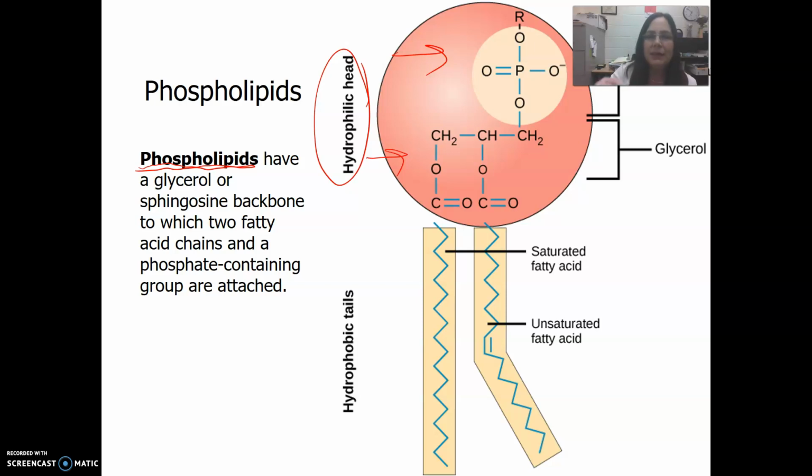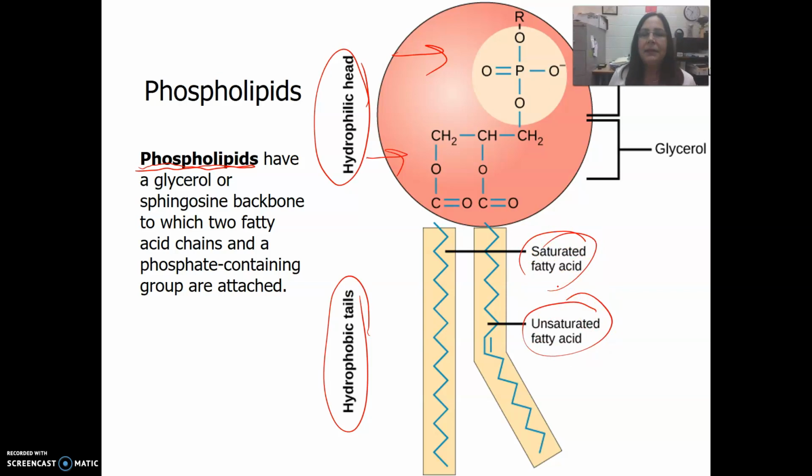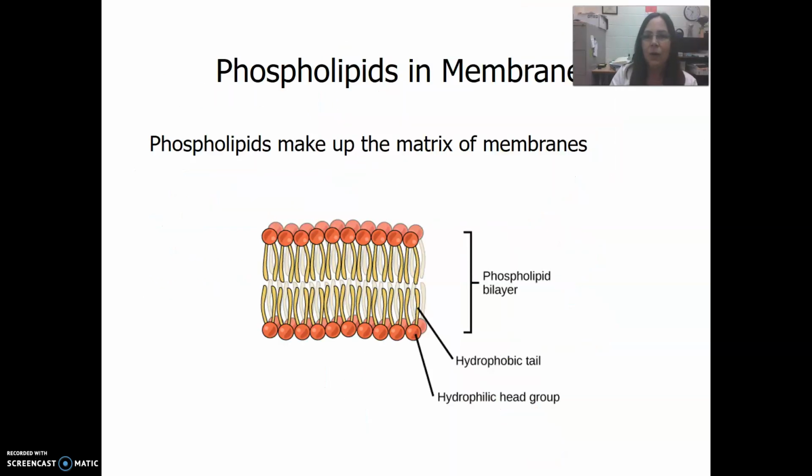And then the hydrophobic tails are fatty acids. They can be saturated or they can be unsaturated. The percentage of unsaturated fatty acids determines how fluid the plasma membrane is. If you have a high percentage of unsaturated fatty acids, the plasma membrane is more fluid. And if you have a higher percentage of saturated, then it's more solid. But the tails are hydrophobic, so they are nonpolar and insoluble in water.